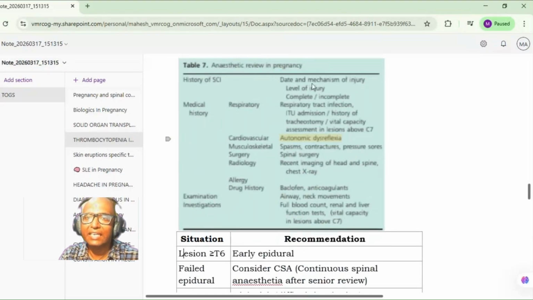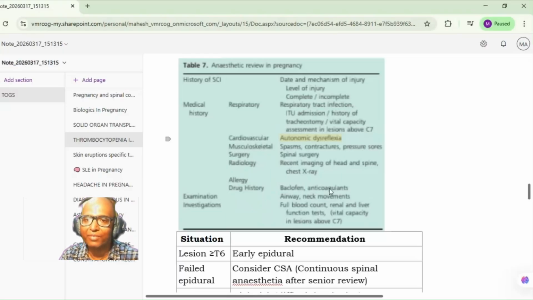In respiratory, note the date and time of respiratory tract infection, ITU admission, history of tracheostomy, vital capacity assessment in lesions above C7. Cardiovascular: autonomic dysreflexia. Musculoskeletal: we need to note down the spasms, contraction, pressure, etc. Surgery: history of spinal surgery, etc. These are the factors which we need to note down.